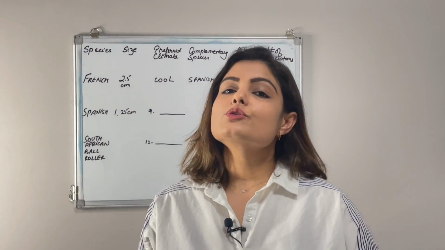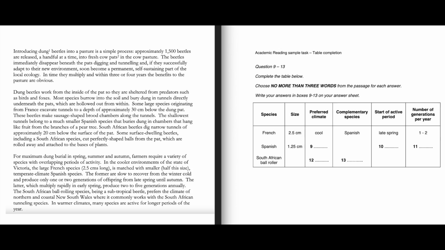So now let's go through the paragraph again together. In the first paragraph, they are just talking about introducing dung beetles into a pasture and its process. So nothing has been mentioned about the things that we are looking for. Similarly, in the second paragraph, they are talking about how dung beetles dig tunnels, how big those tunnels are, and how deep they are. But again, nothing has been mentioned about what we are looking for.